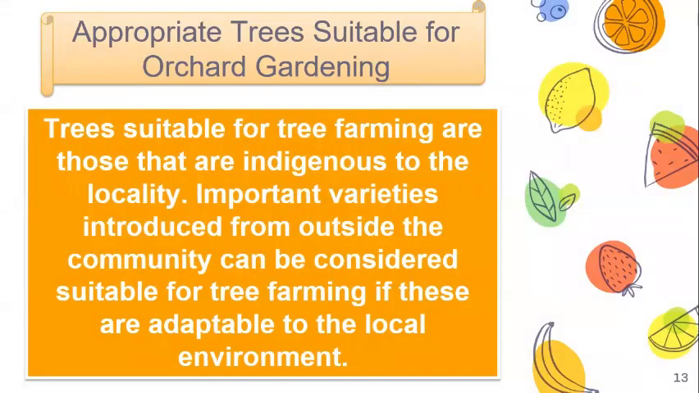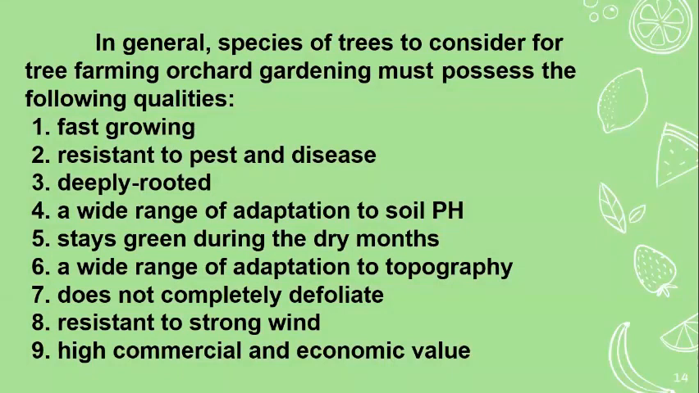Appropriate trees suitable for orchard gardening. Trees suitable for tree farming are those that are indigenous to the locality. Important varieties introduced from outside the community can be considered suitable for tree farming if these are adaptable to the local environment. In general, species of trees to consider for tree farming and orchard gardening must possess the following qualities: 1.